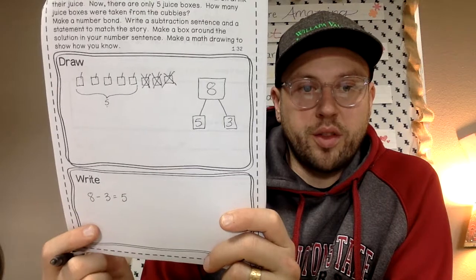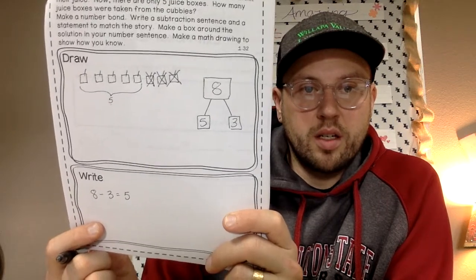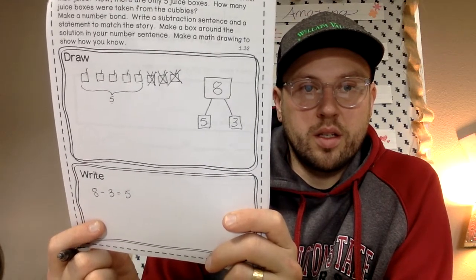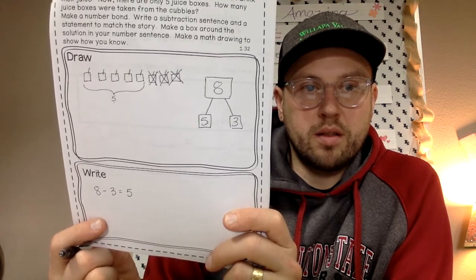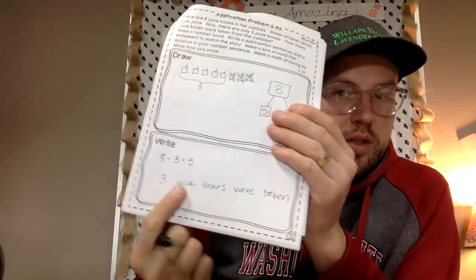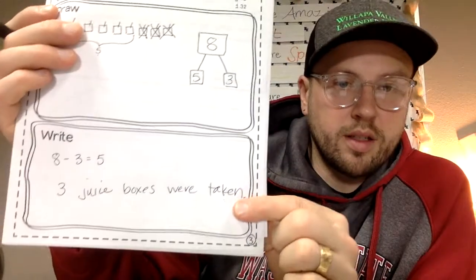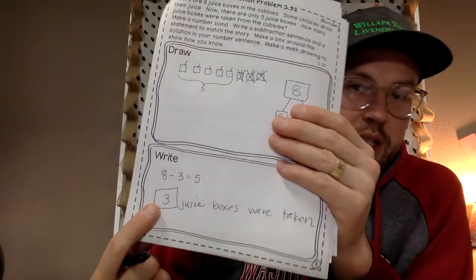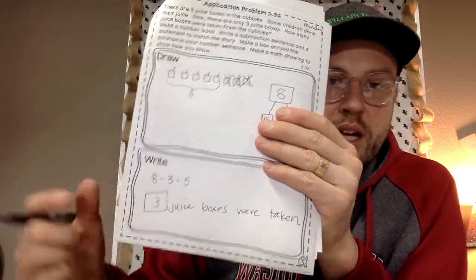Now we're going to write a subtraction. Oh, we have to write a statement. So 3 juice boxes were taken. Okay? 3 juice boxes were taken. Put a period at the end of that statement. And then it says put a box around your answer. So here it is. Here's our box. Here's our statement. Here's the writing.